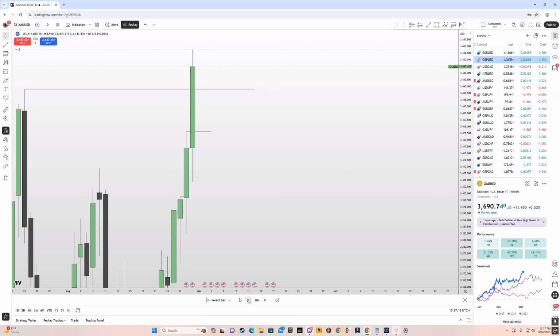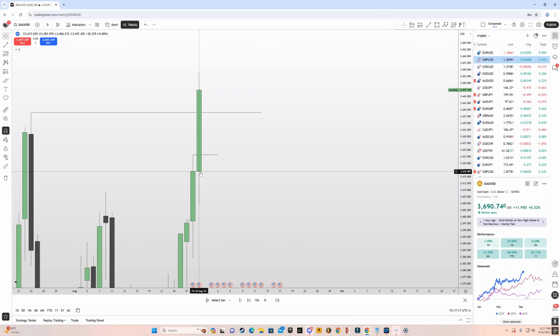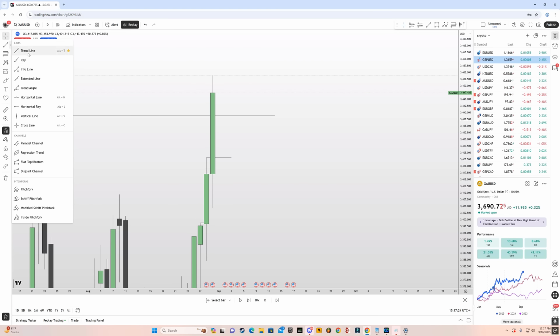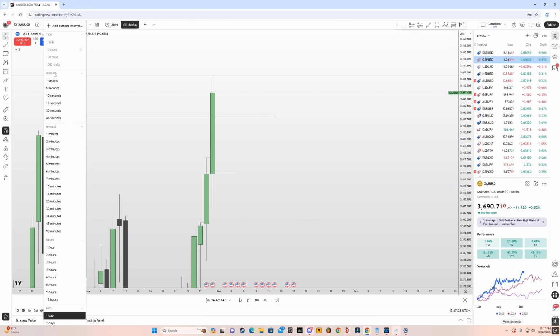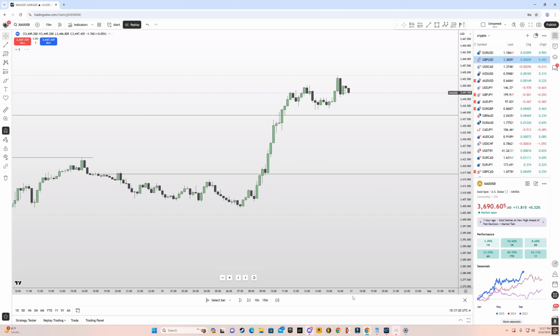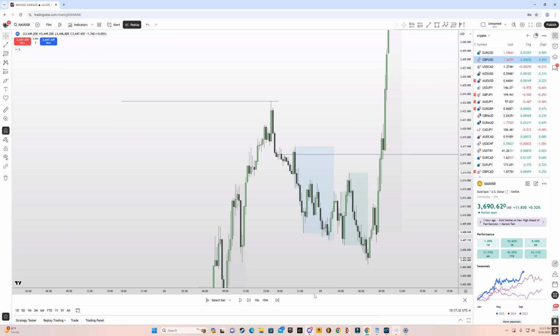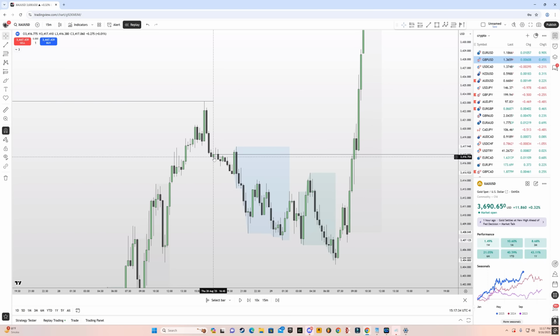Now, if I skip ahead, you can see we opened here, we manipulated to the downside, and then we expanded to the upside. So now let's see what exactly happened and how you would have taken your entry. Okay, so let's go into the 15-minute time frame. Now notice here, we have the opening price here.